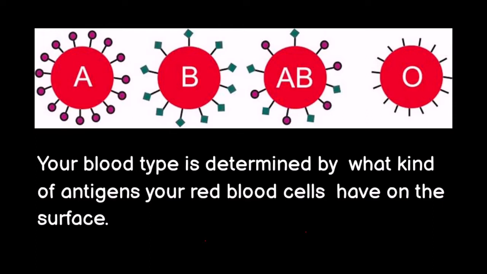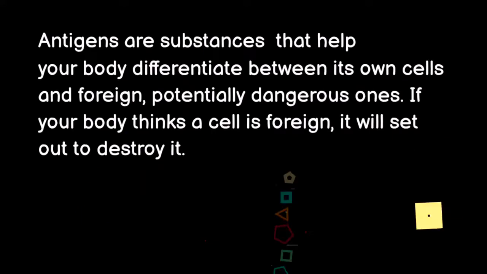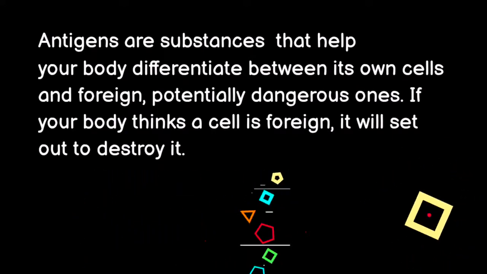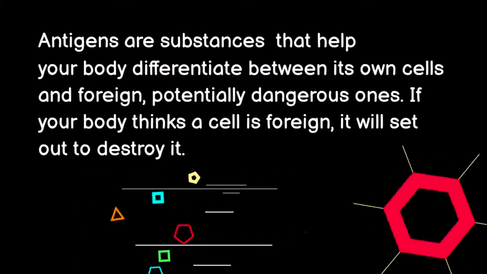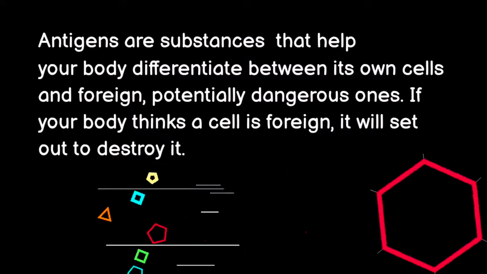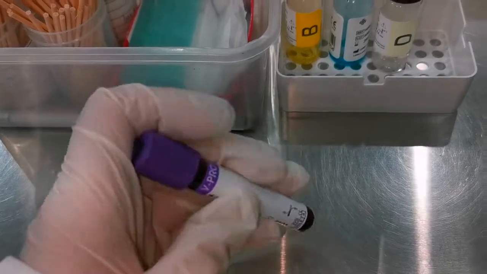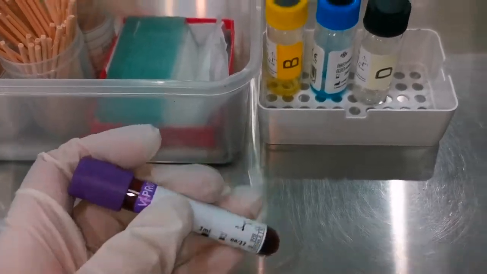Blood type is determined by what kind of antigens your red blood cells have on the surface. Antigens are substances that help your body differentiate between its own cells and foreign, potentially dangerous ones. If your body thinks a cell is foreign, it will set out to destroy it. Now let's perform blood grouping. Materials needed are blood, Antisera, dropper, slides, and disposable sticks.